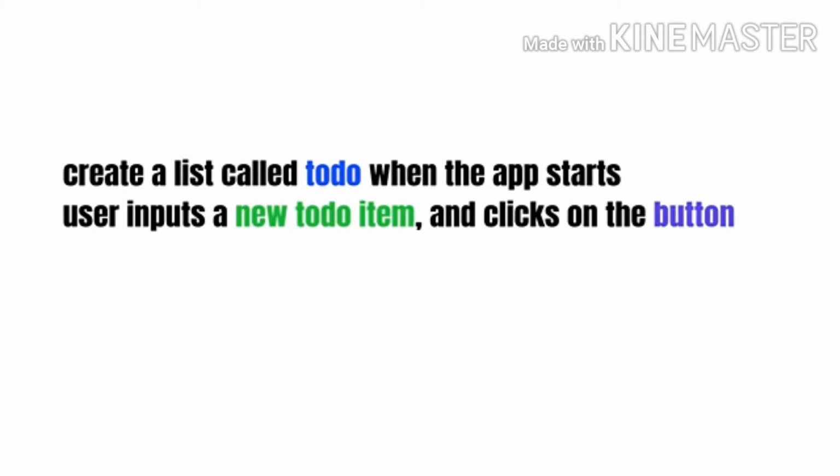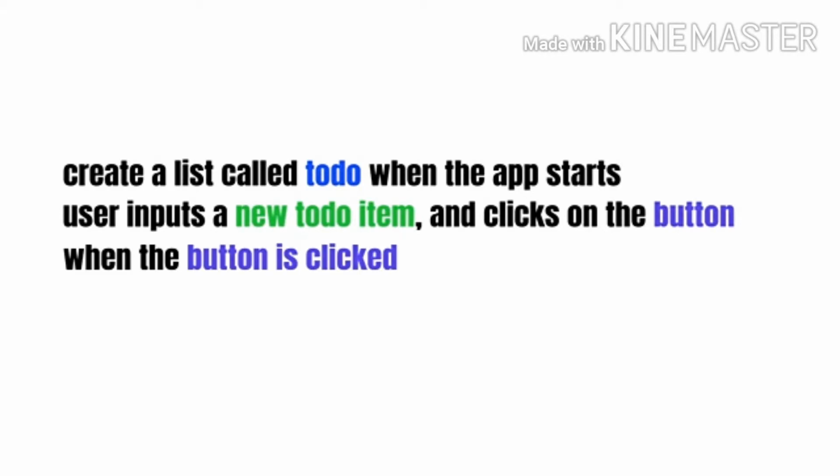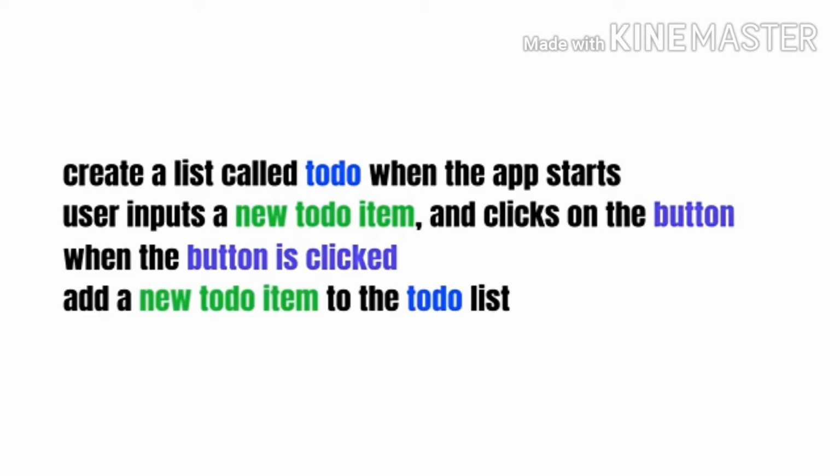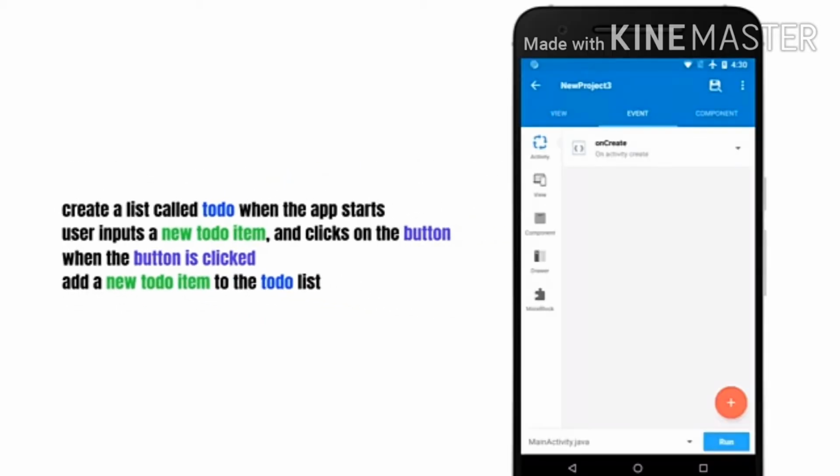Next, let's think about how the app is going to work. First, we'll create a list when the app starts. Then, the user will put something in the input box and click on the Add button. When the button is clicked, we'll add the item to the list and show it back to the user. Alright, let's program this logic inside Sketchware. When the app starts, we'll first want to create a new list. So, we're going to modify the onCreate event, which gets fired when the screen starts.